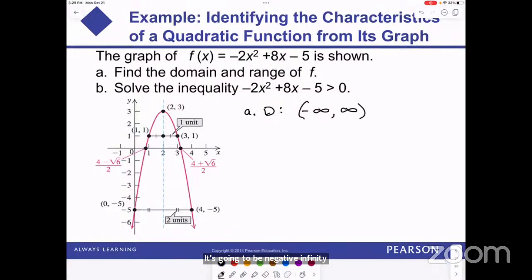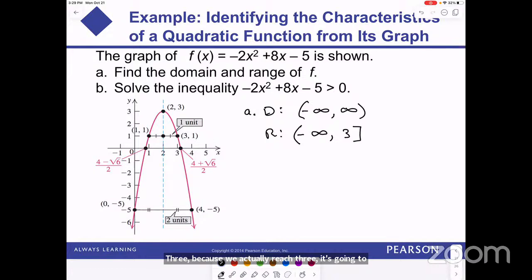The range, so if the domain is the very left to the very right, the range is the very bottom to the very top. So how far down does this graph go? It goes down to negative infinity. How far up does it go? The highest y value looks like it's a 3. In this context, infinity always gets a parentheses. 3, because we actually reach 3, it's going to get a square bracket.